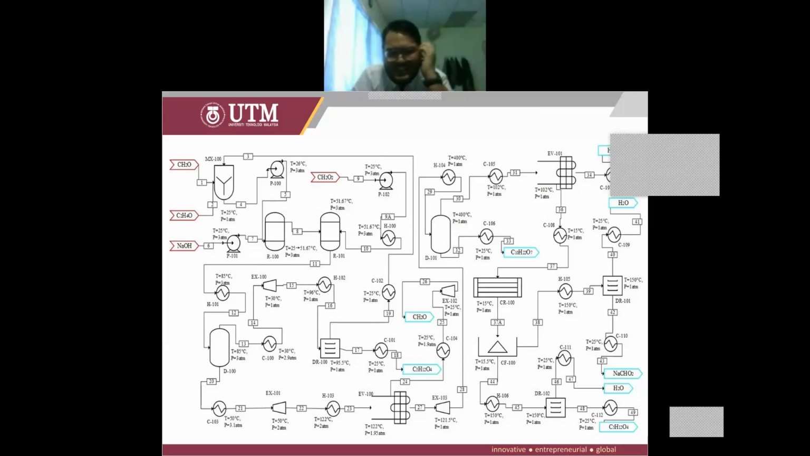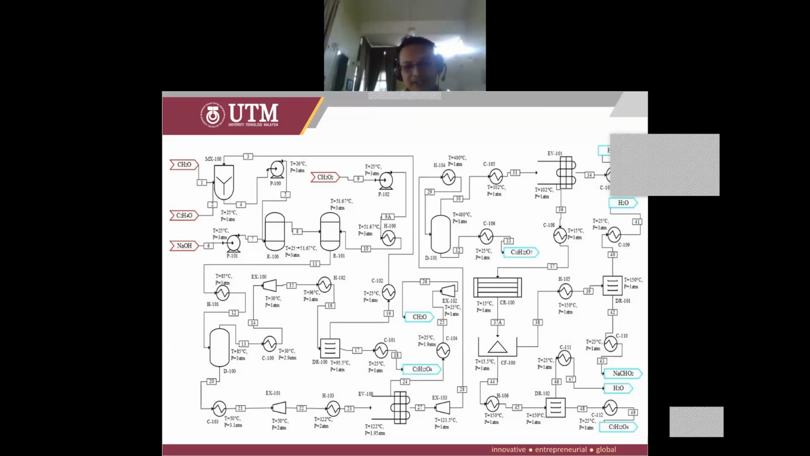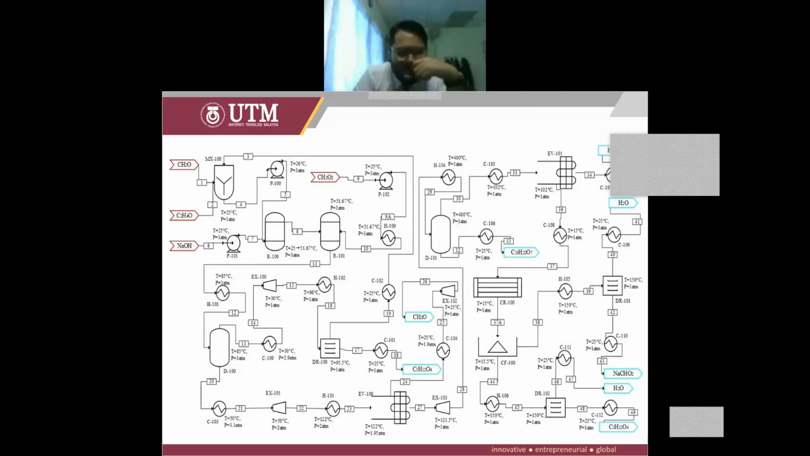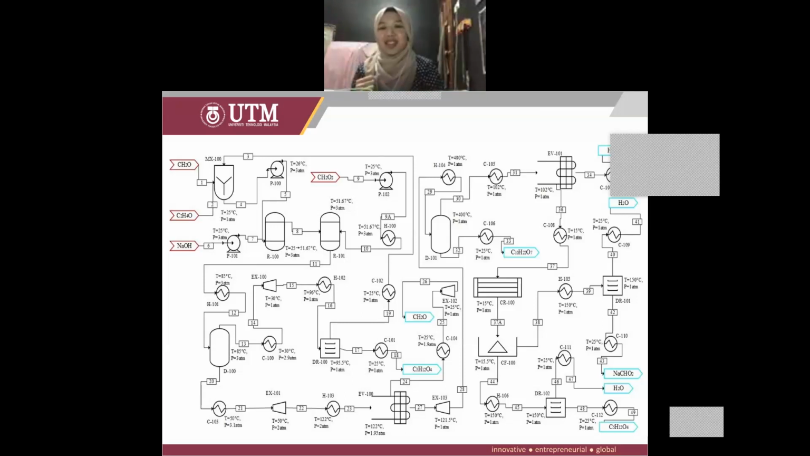Tak dengar soalan tadi doktor. Okay, ulang balik. Stream 6 25 degree Celsius, stream 7 25.5 degree Celsius. Why? Saya sangat teruja nak tahu. I'm dying to know this one. Sebab apa dia naik 0.5 degree Celsius ke?